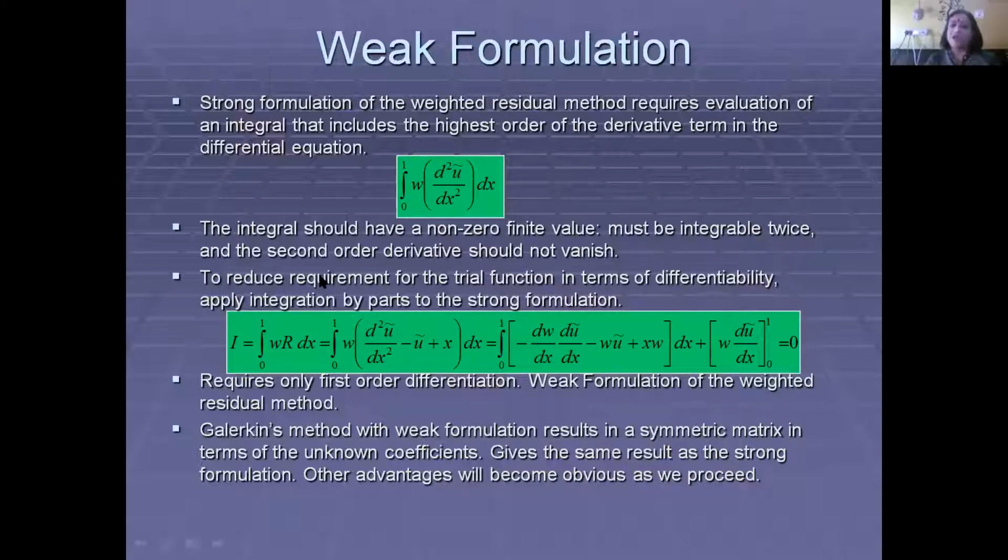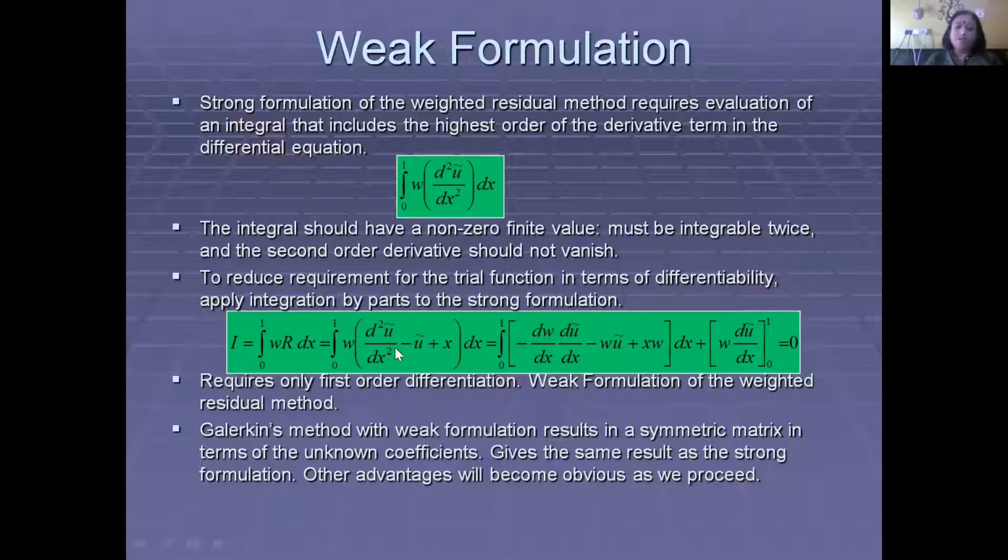And therefore, I figure out a way of reducing the requirement for the trial function, at least in terms of differentiability. What do I do? I apply integration by parts to the strong formulation. I take this term. Now forget the u and the x for the moment. This will just be multiplied by w. So you will have a term w u tilde, and you will have a term x w, and then you will also have this constant term, which will take care of the boundary conditions.